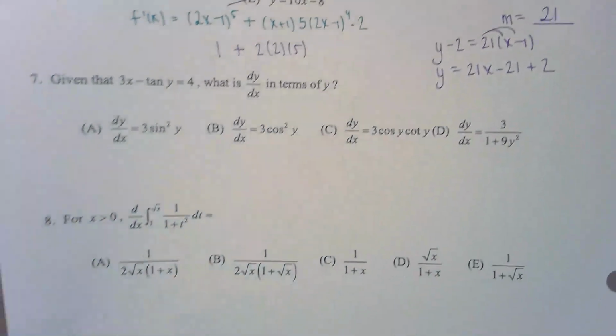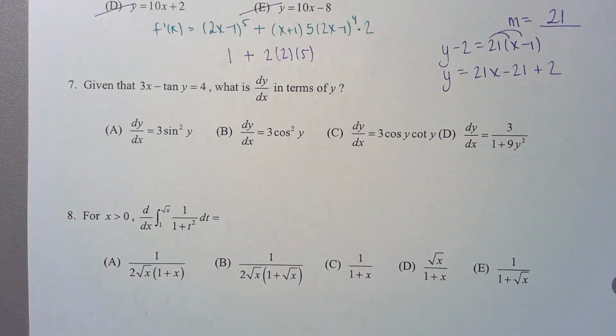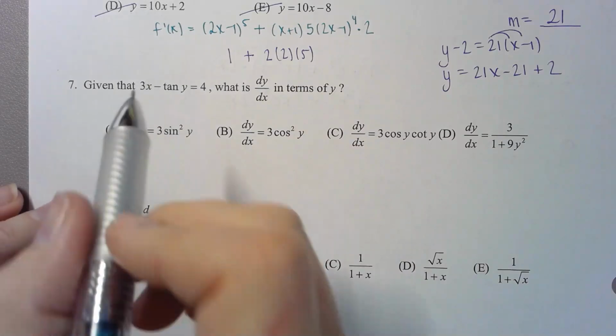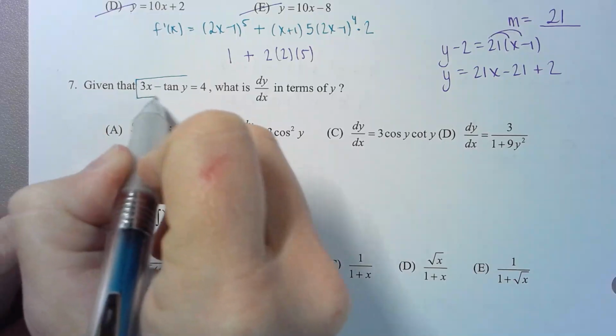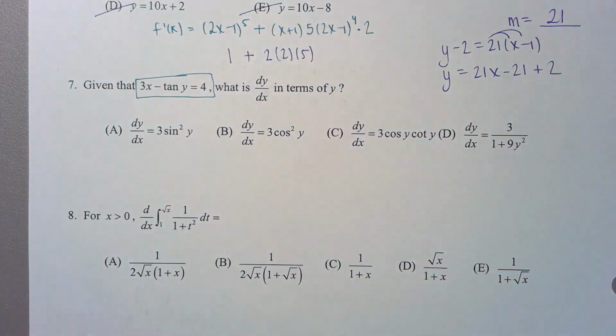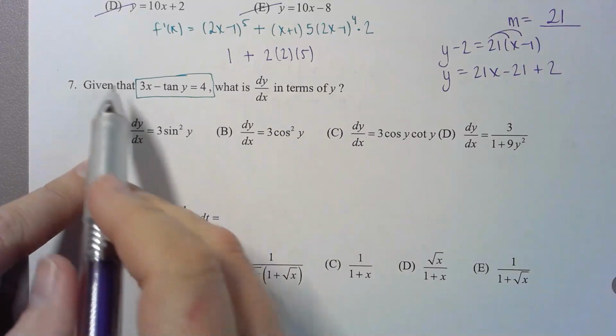All right, so question 7, again, very similar to what we saw in the front. It's just find the derivative. But what's different here is that my equation has x's and y's in it. It doesn't say y equals. That's okay. We're just going to start taking the derivative of everything.